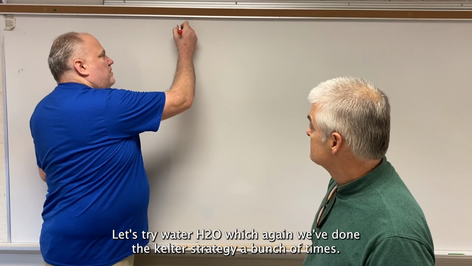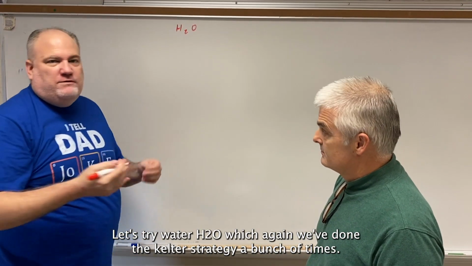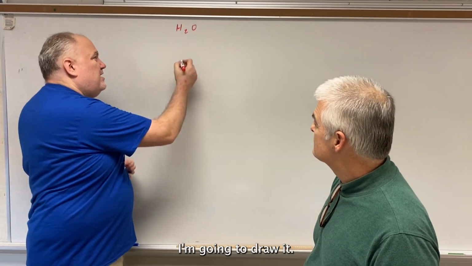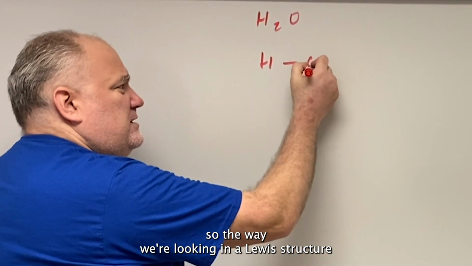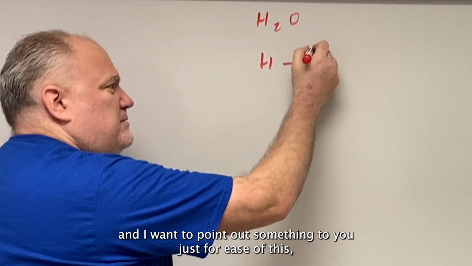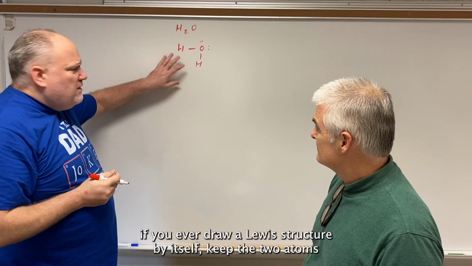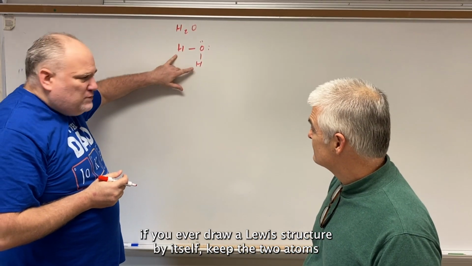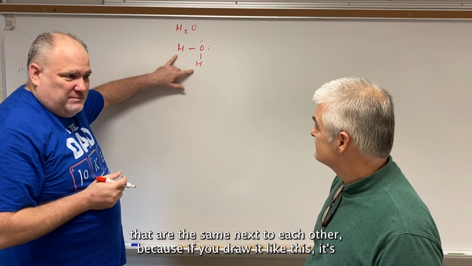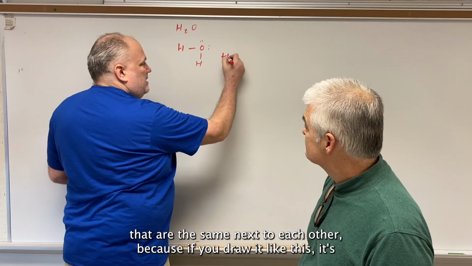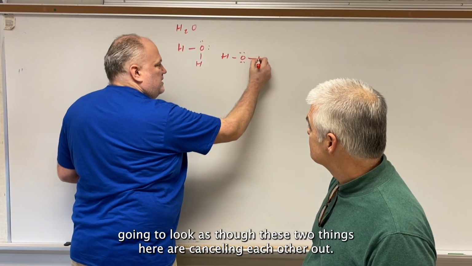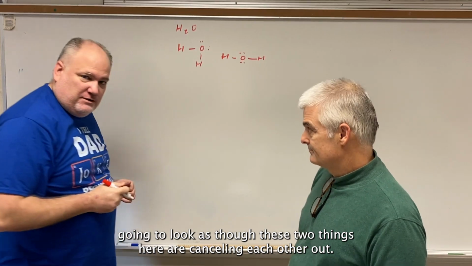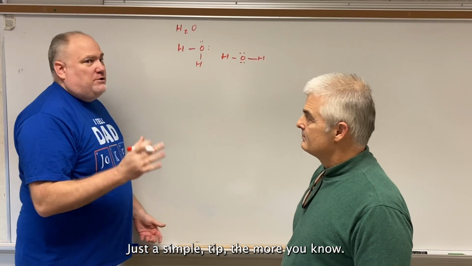Let's try water, H2O, which again, we've done the strategy a bunch of times. So I'm going to draw it the way it would look in a Lewis structure. And I want to point out something to you here, just for ease of this. If you ever draw a Lewis structure by itself, keep the two atoms that are the same next to each other. Because if you draw it like this, it's going to look as though these two things here are canceling each other out. Just a simple tip, the more you know.